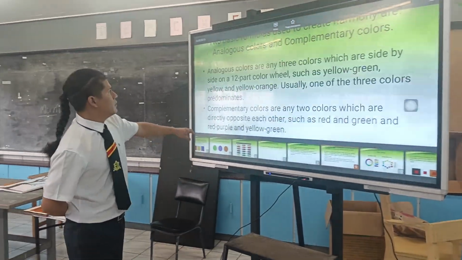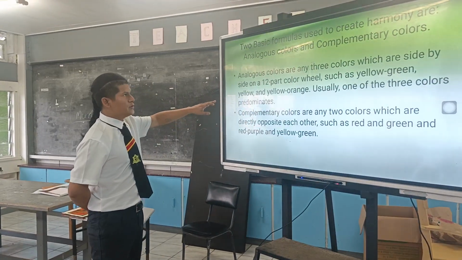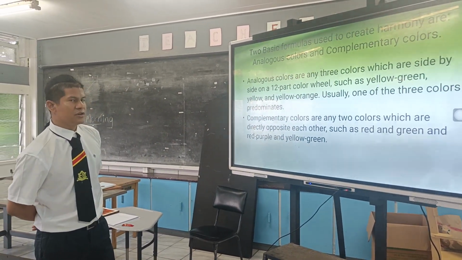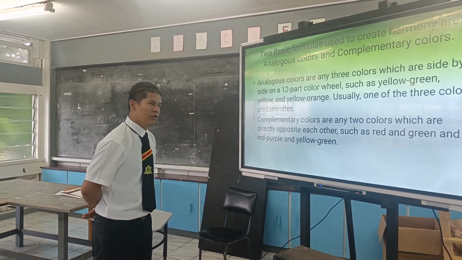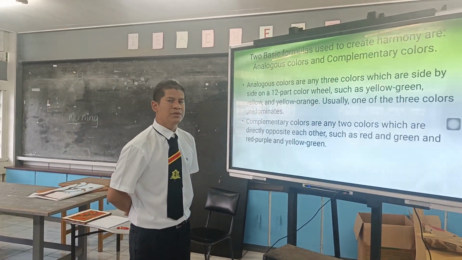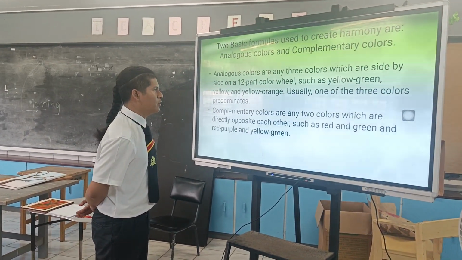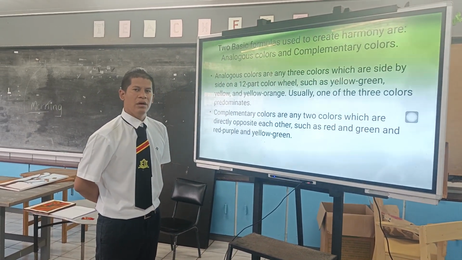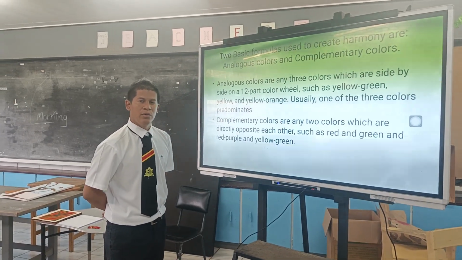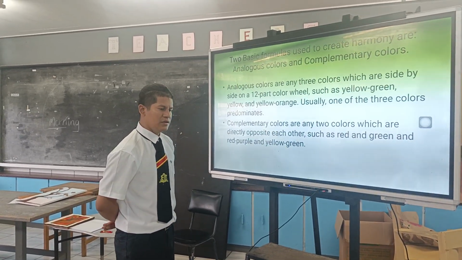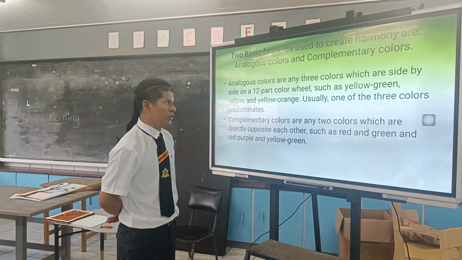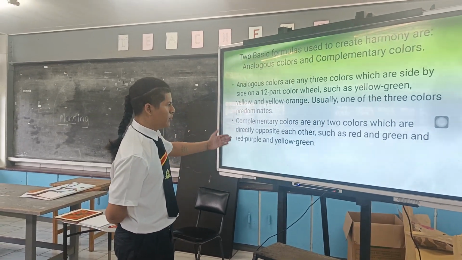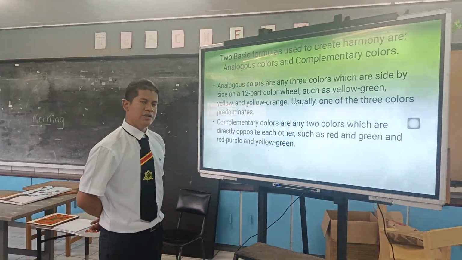Now, there are two basic formulas used to create harmony. They are analogous colors and complementary colors. Now, this is the part where we go more in depth on the color wheel. A simple color wheel is red, yellow, blue. Secondary color wheel is red, yellow, blue, and the secondary colors. And the tertiary color wheel, which we use for analogous and complementary colors, includes all the other offshoots of colors that we make.